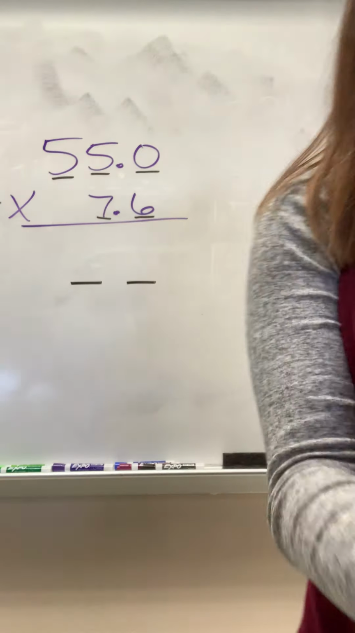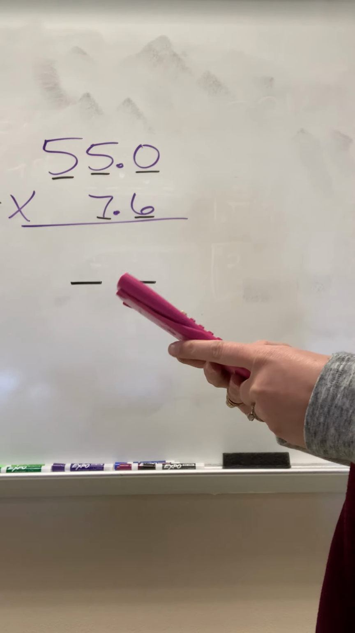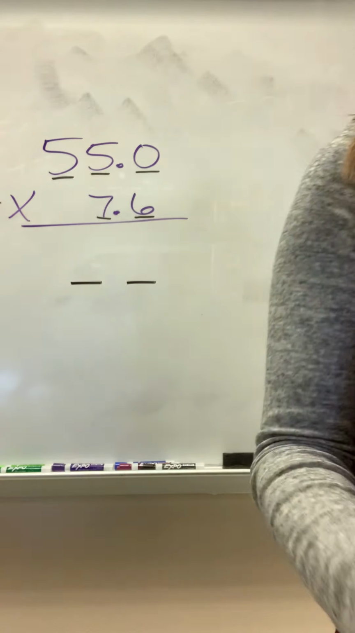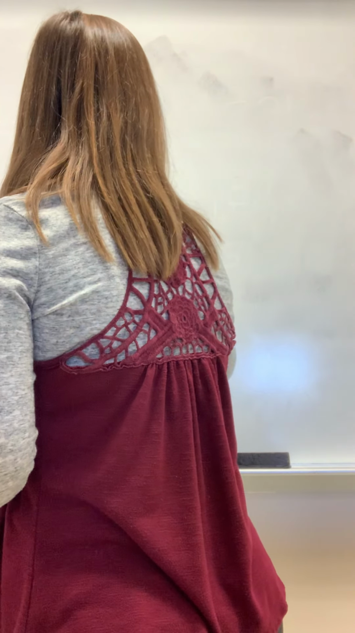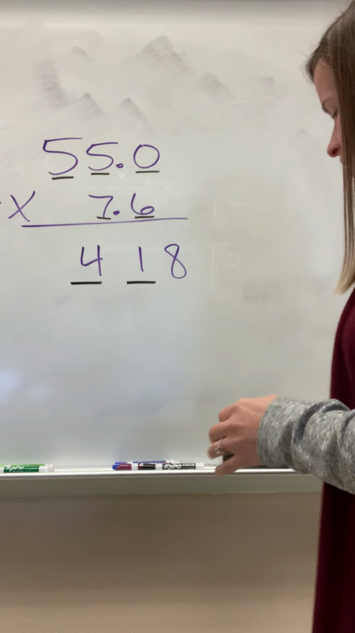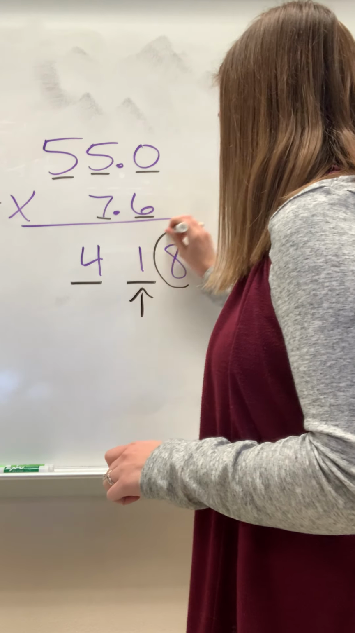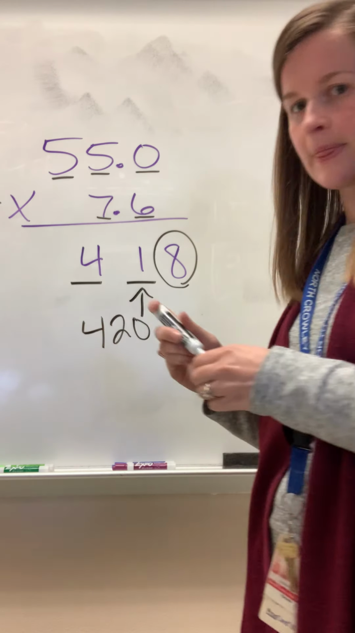So in my calculator, I'm going to enter it. I'm going to say 55 times 7.6 equals, and then I get 418. Okay, and so then my cutoff is the 1. So I'm going to look to the previous number for rounding. So my answer is actually going to be 420.